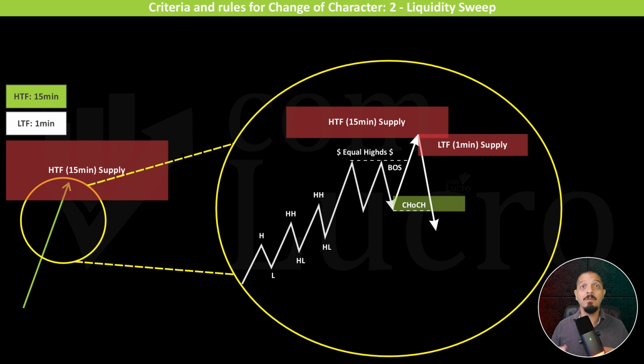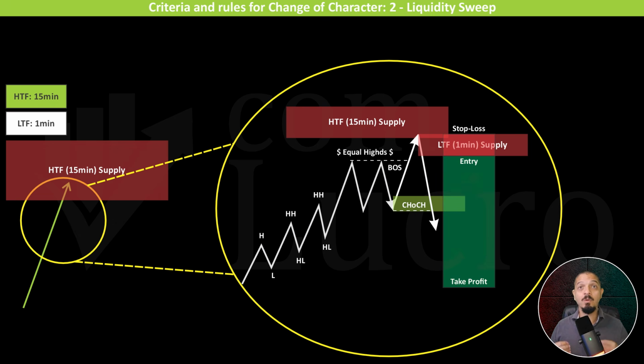So here we have the confluence factors that we were looking for to identify a high-quality change of character pattern that provides a high probability in the market. After mitigating the higher time frame supply zone and conducting a liquidity sweep in the current time frame, a change of character formation occurs. In the next step, we can place a sell limit order at the lowest point of the newly generated supply zone, setting the stop loss a few pips above the highest point of the zone. For the take profit, we can either set it at the unmitigated demand zone of the higher time frame or target the current time frame swing low.